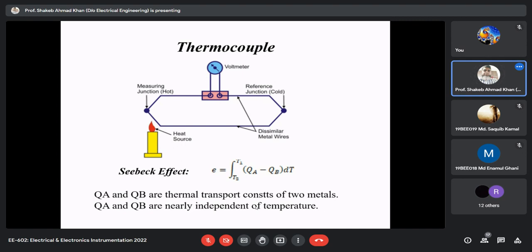Thermocouple, as the name suggests, is basically a couple. Couple means it comprises two dissimilar metals. It is made up of two wires of different metals, and they join together. Obviously, when you join two wires, you will have two junctions. Here you can see this is one junction. This is another junction. A few things I'll tell you about the thermocouple when it is used as a temperature sensor.